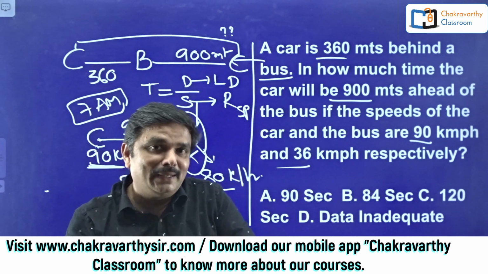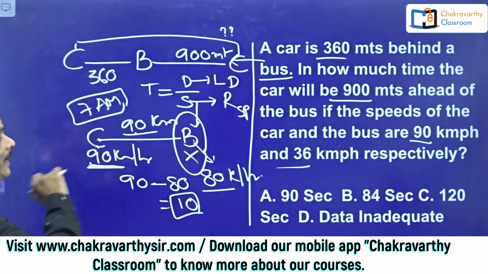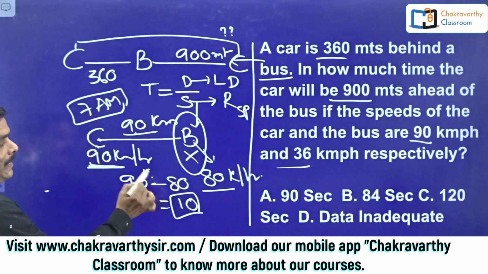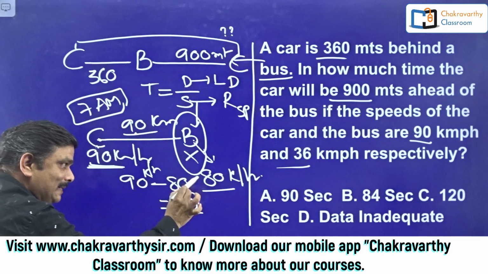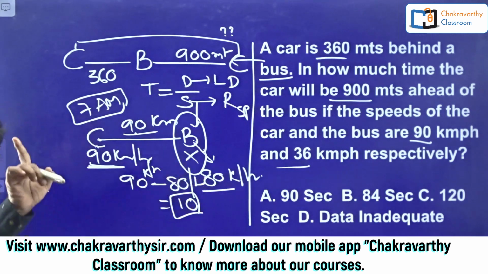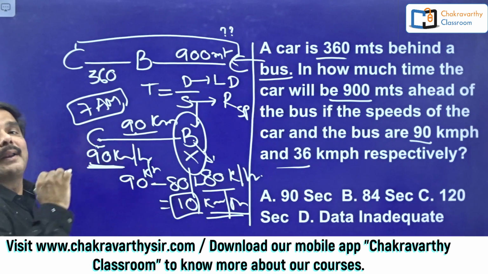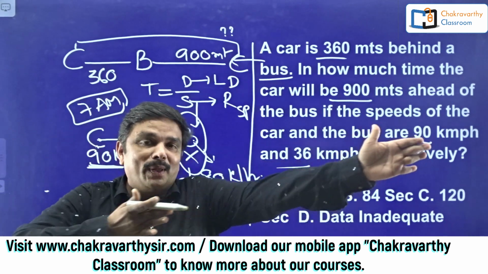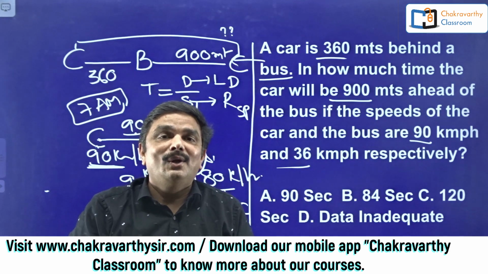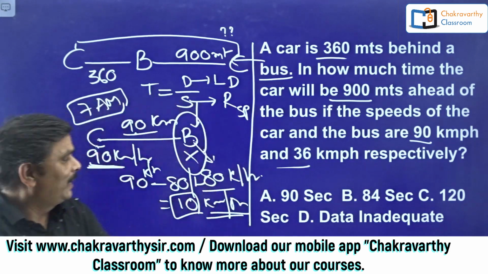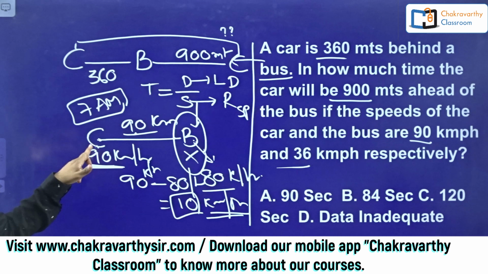If you speak in terms of speed, the relative speed will become 90 kilometers per hour minus 80 kilometers per hour. The relative speed will become 10 kilometers per hour because both are moving in the same direction. Now you understood the concept. Now you tell me in how much time the car is going to catch the bus.